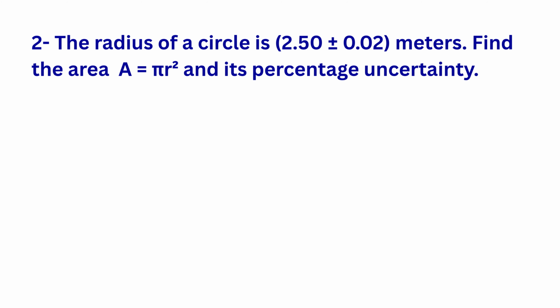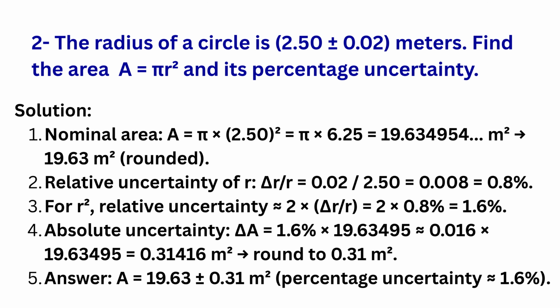Next, question 2. The radius of a circle is given as 2.50 plus or minus 0.02 meters. To find the area, we use the formula A equals pi r squared. That gives us pi times 2.50 squared, which is about 19.63 square meters.